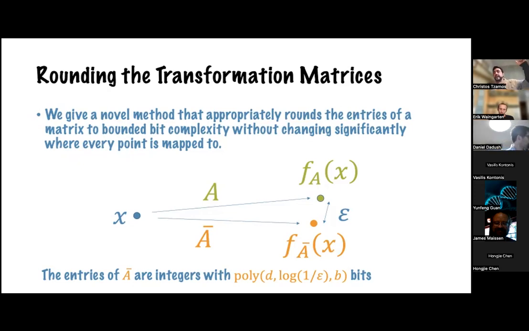Really the algorithm works by applying this rounding step at the end of every iteration. We decrease the potential significantly and then slightly increase it by rounding the matrix. Then we decrease the potential significantly, round the matrix again, decrease it, and so on. In this way, we maintain the bounded bit complexity and everything is strongly polynomial. Okay, so that was the result.